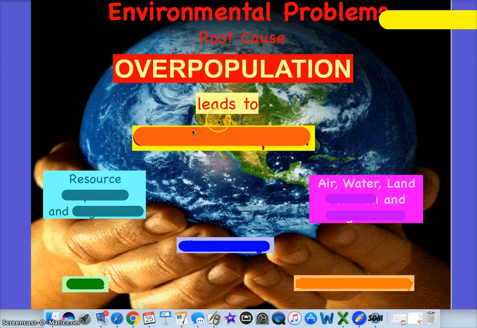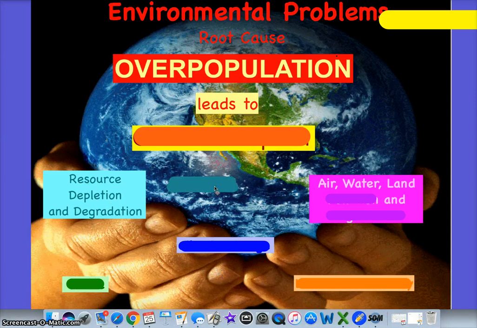I'm going to pause. Other problems, and I don't have a picture for this, but because we're so many, space is definitely a problem. What is space considered in this class? Land. What is land? A resource. So resource depletion is a problem. And degradation, I'm going to add that word to every single problem, because you can deplete a resource how? By using it and using it and using it and then not replacing it. But you could degrade a resource by abusing it.